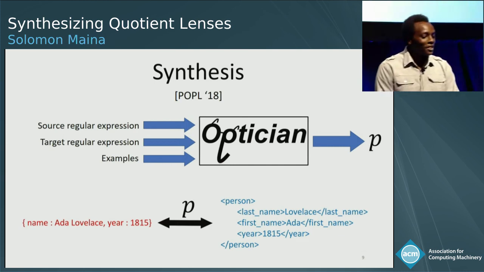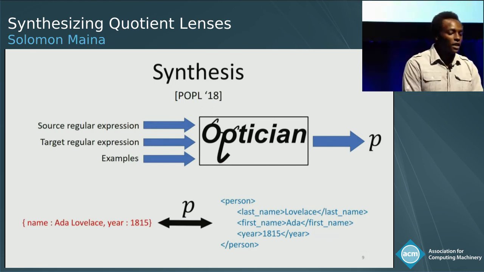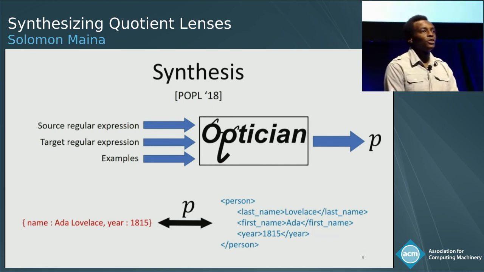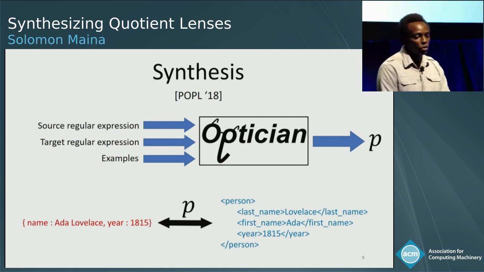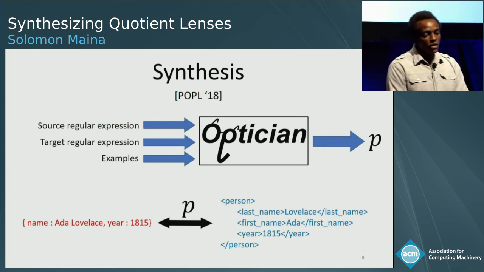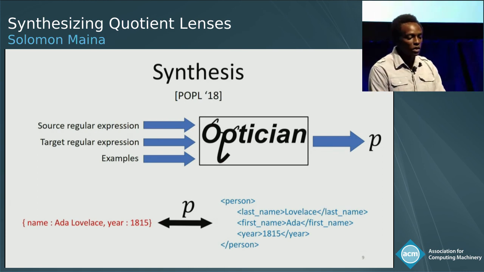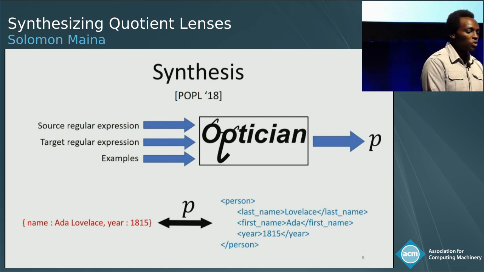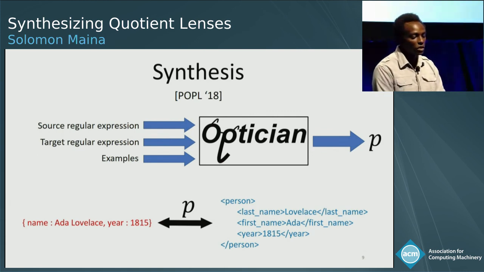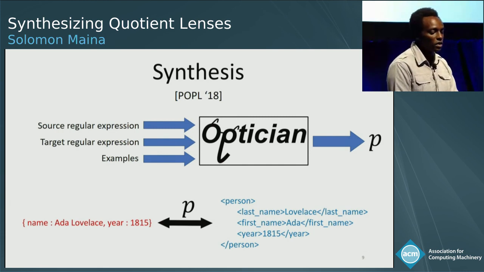Anyway, in more detail, the way this synthesis tool works is the programmer provides a source regular expression and a target regular expression, as well as a set of examples, and provides this to the synthesis tool, which we call Optician. If the synthesis task succeeds, then we get a program P, which is a bijection between data described by the source regular expression and the target regular expression. And the synthesized bijection is guaranteed to satisfy the set of examples.